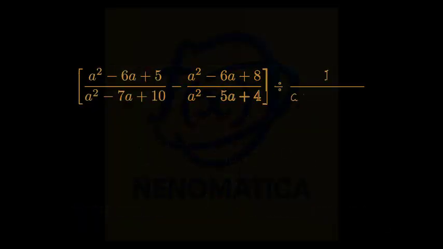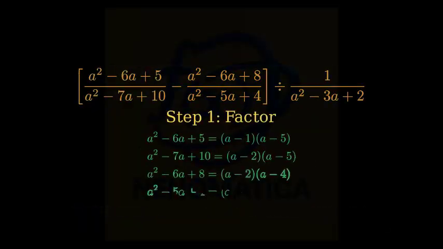Here is the expression. We will work it carefully. Step 1. Factor all quadratics. We factor the numerators and denominators. A squared minus 6a plus 5 equals (a minus 1) times (a minus 5). A squared minus 7a plus 10 equals (a minus 2) times (a minus 5).